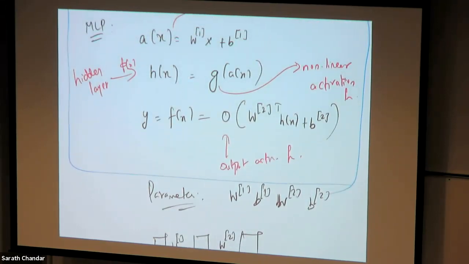Now, let's go back here. It is very, very important that g is a nonlinear function. Can somebody tell me what would happen if g is a linear function? Yeah?